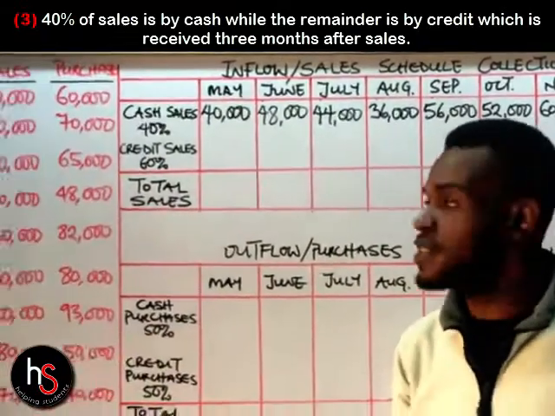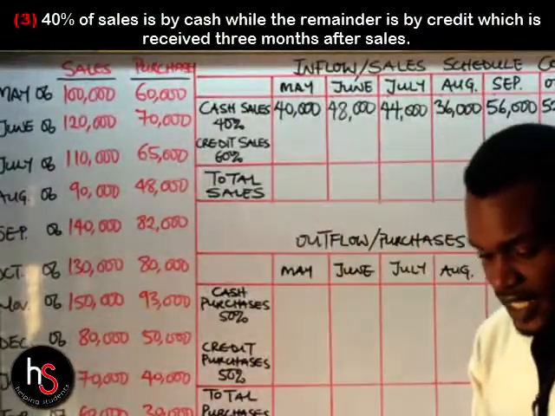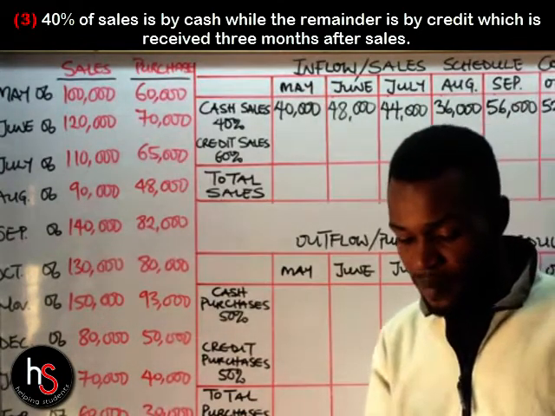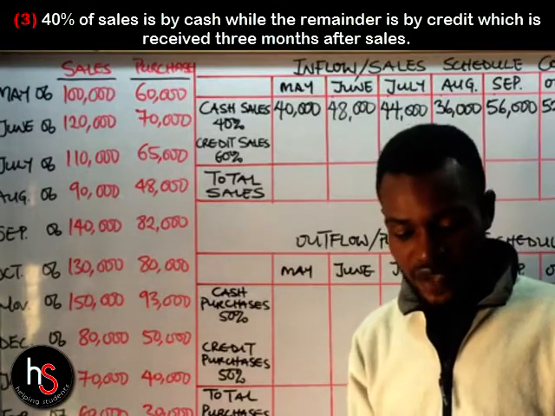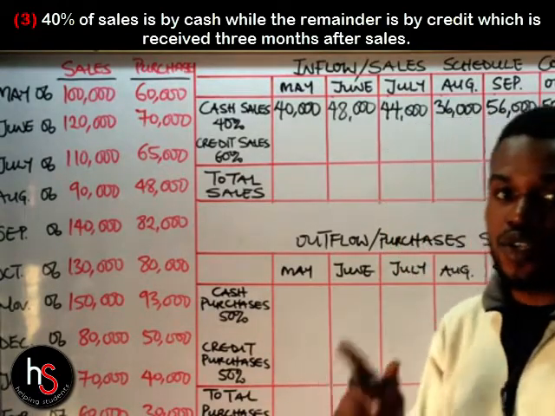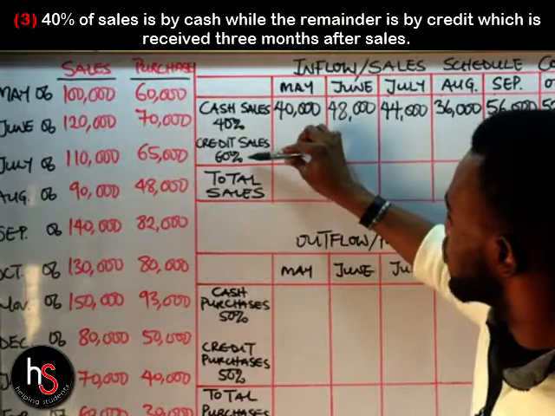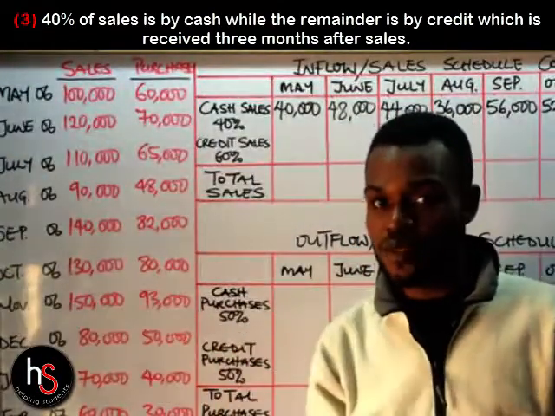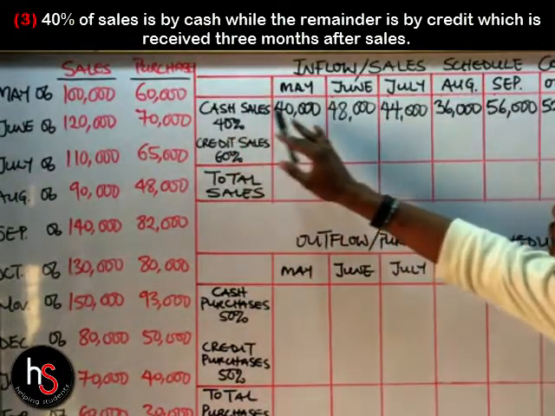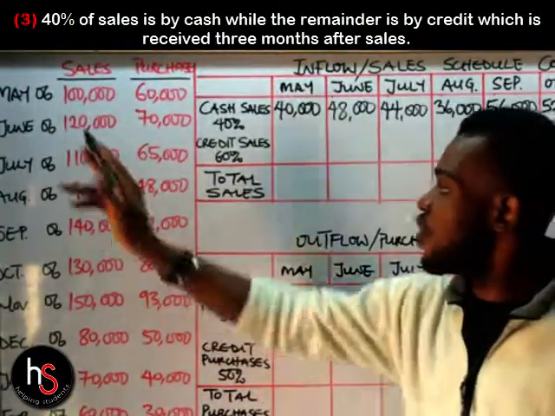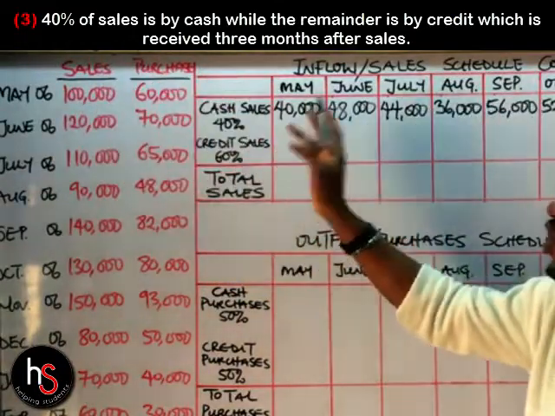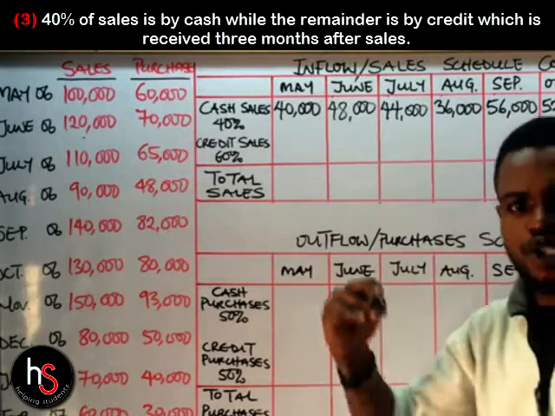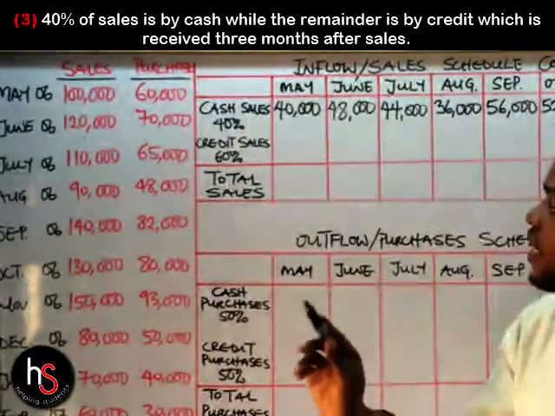So let me repeat it. Cash sales, all right? 40% of sales is by cash, while the remainder is on credit, which is received 3 months after sales. That means when we come to treat the 60%, it will be treated from 3 months when the payment was made. Okay, so we are done with this. 40% of 100,000 gave us this transaction. 40% of 120,000 gave us this figure. You continue that way.